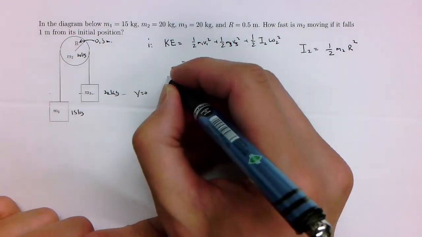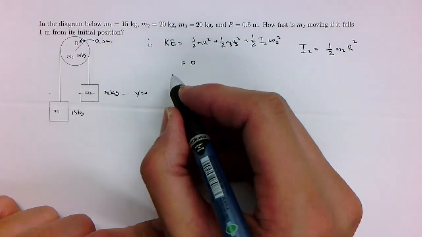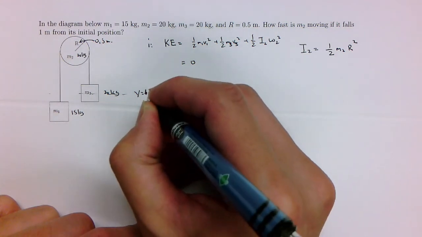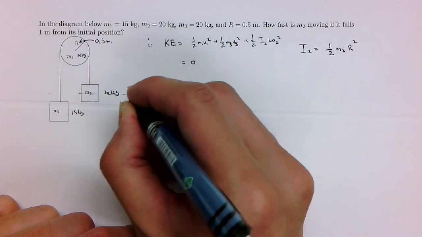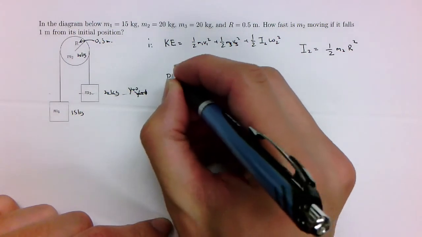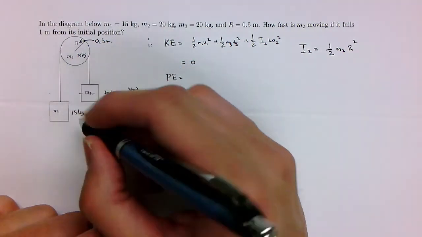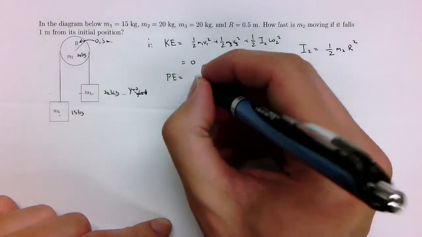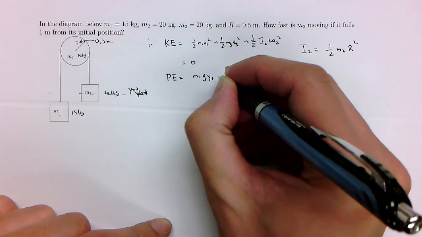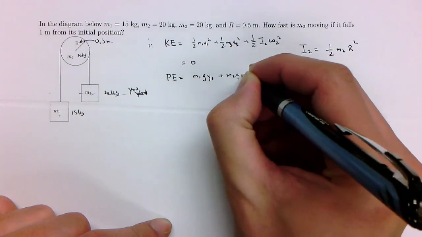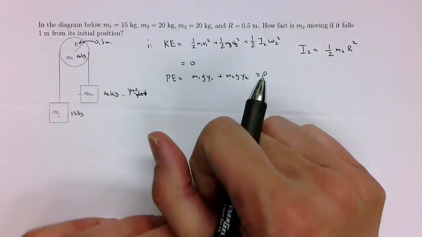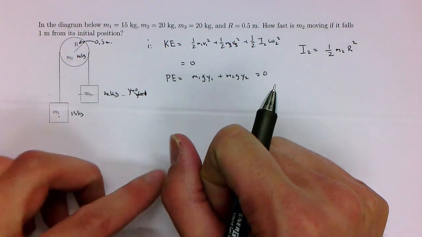Now the potential energy we can also pick just as easily. I'll just pick this to be y equals 0 initially. In that case, for the potential energy there will be two sources, m1 and m3. So it will basically be m1 g y1 plus m2 g y2, and I will just set this to be 0 initially. You'll see how I can get away with this in a second.